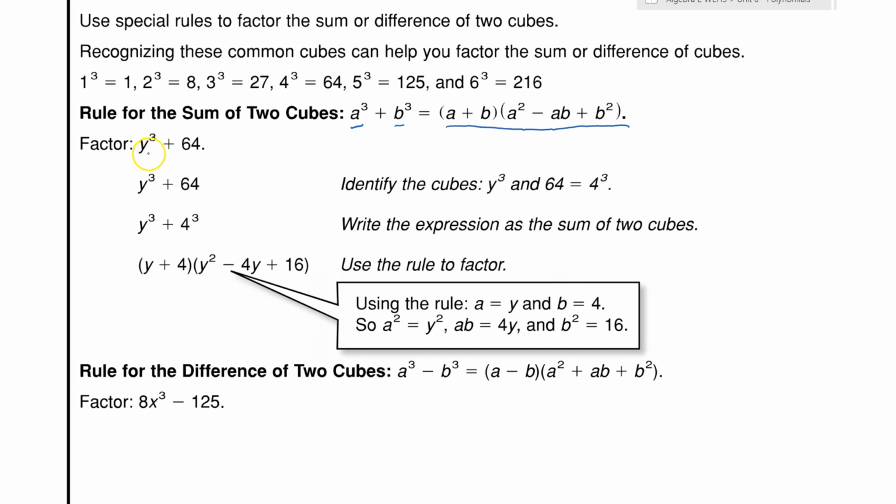Okay, so we have y to the third power plus 64. You know that 64 can be written as 4 to the third. So using the rule, we have a is y, b is 4. So we have a squared is equal to y squared, and ab is equal to 4y, and b squared is equal to 16. So remember, we have a is y, b is 4. So what you're going to have here is you're going to have y plus 4, because we're following the rule. And then we're going to have y squared minus the product of the 2. So we have 4y plus 16.